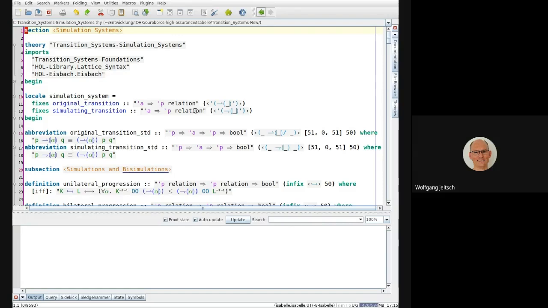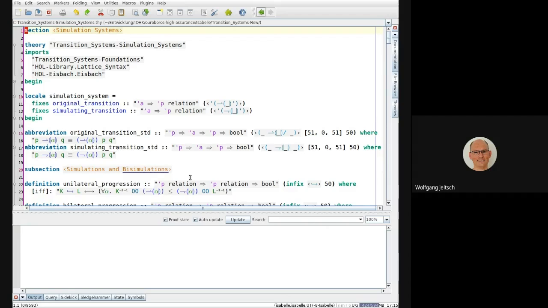However, there are a few properties that don't work out in the general case where you need additional properties, which in particular work out when both are the same. And this is where we now get to the actual transition systems, where you have one transition relation. A transition system is then just defined as a simulation system where both the original transition and the simulating transition are the same.